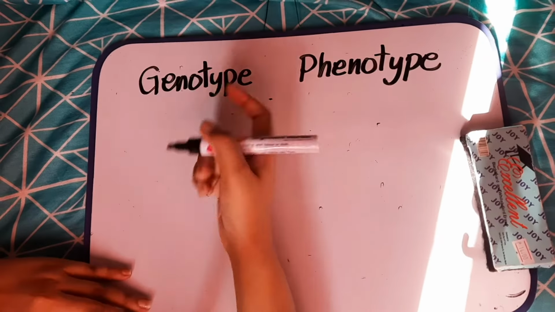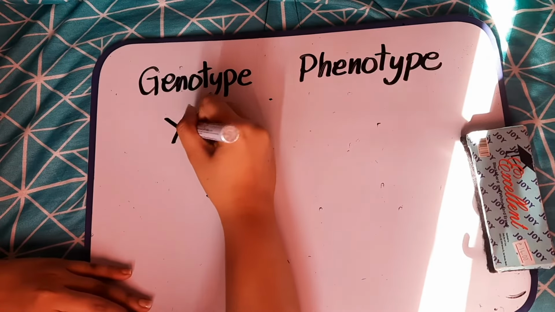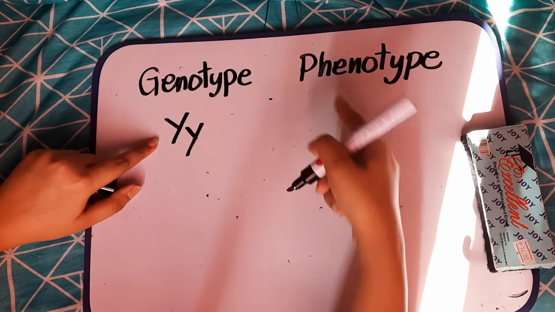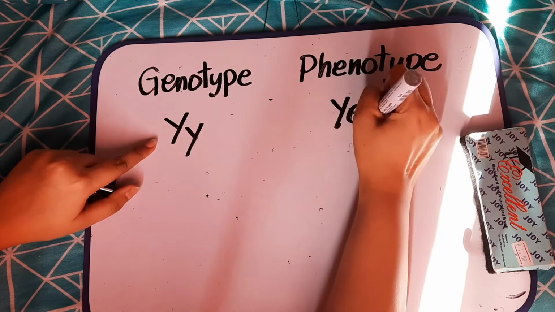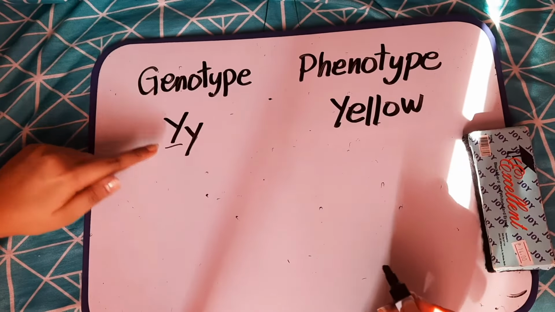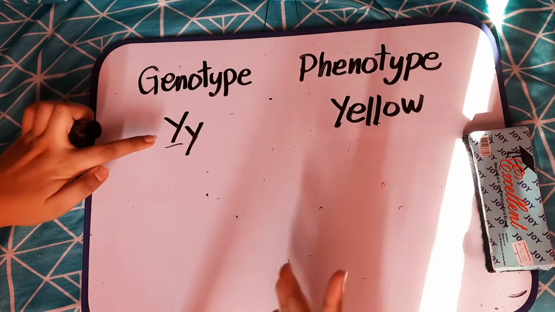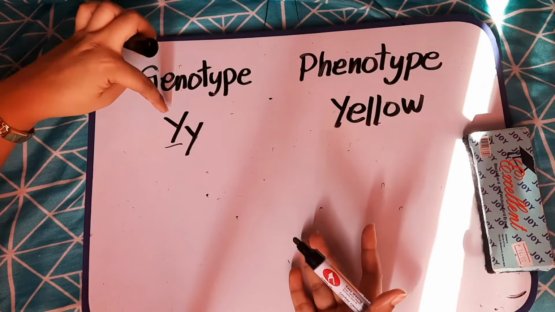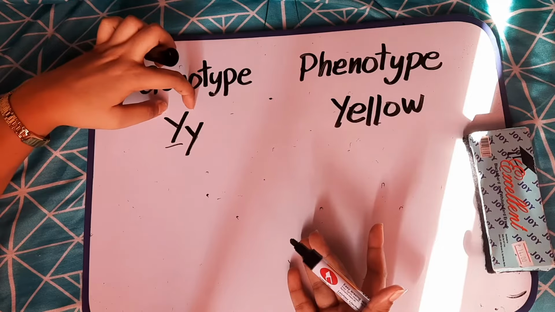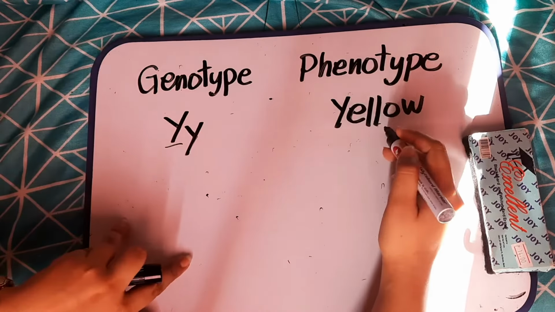If the genotype is capital Y and small letter y, heterozygous, so ang phenotype po niyan is yellow. Titingnan lagi natin itong unahan. Okay? Laging mas nananaig yung dominant trait. So, since ito ay yellow, ito ay green. Since may dominant tayo dito na yellow, the phenotype is yellow.